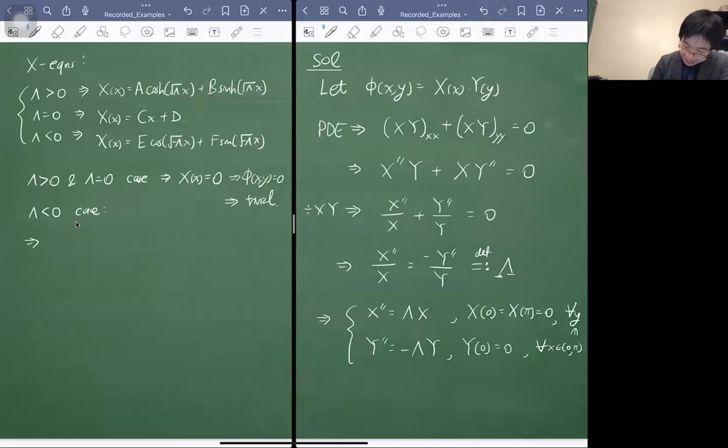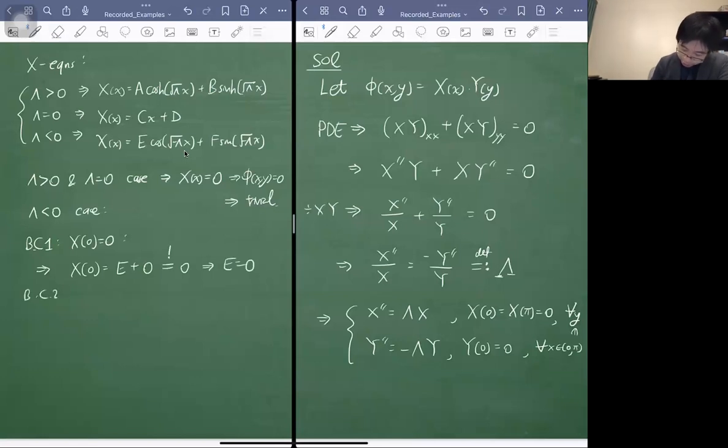This implies, okay, so now let's apply the boundary conditions directly. Let's apply boundary condition one. Let's call that X of 0 equals zero. So I'll call that one my boundary condition one. That means X of zero, plugging this in, gives me E plus zero, and I demand that to equal zero, which means E is zero.